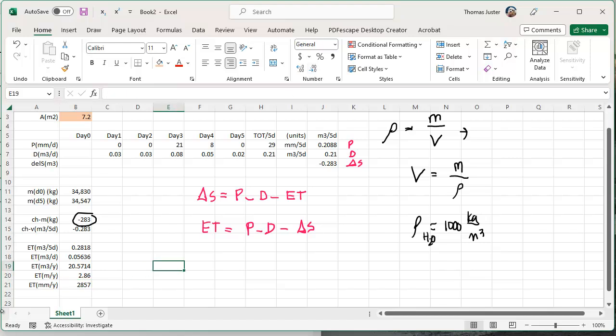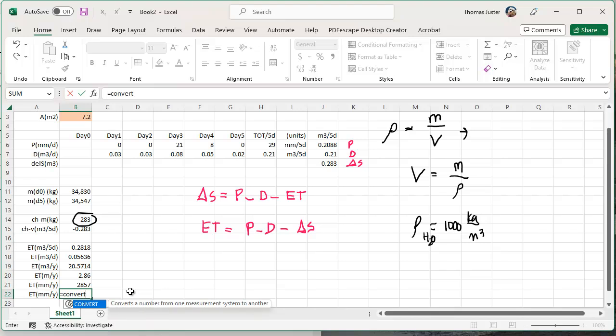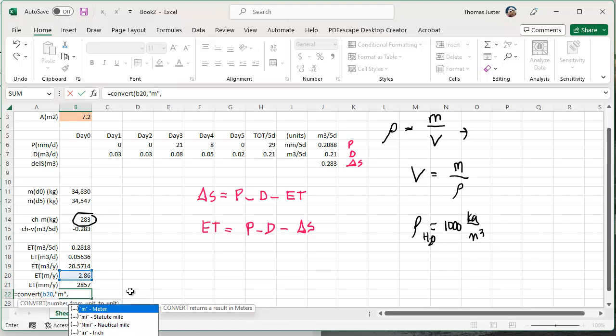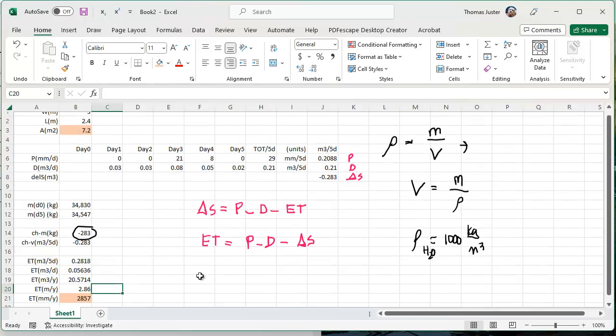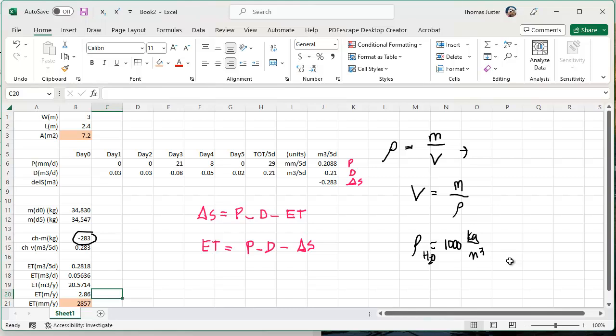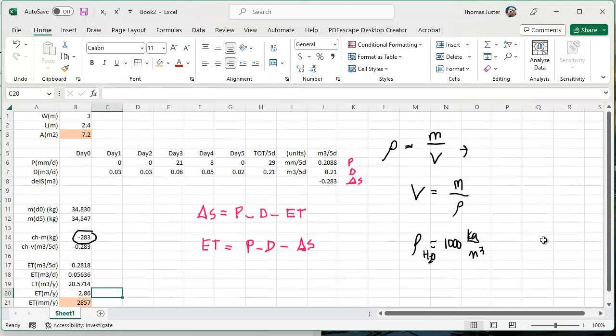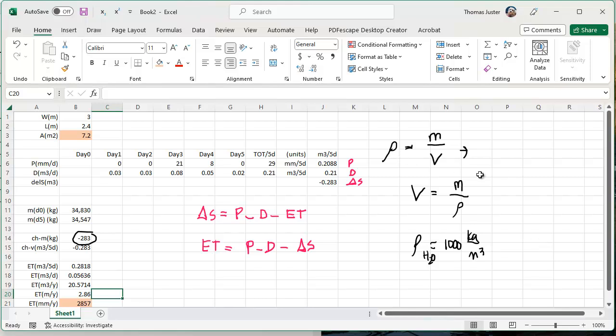millimeters per year. One other way I could have done that, if you wanted to be super lazy, is to use my convert function: convert the value in B20 from meters to millimeters. I would have gotten the same thing, but there's no reason to go through that when I know that there are 1,000 millimeters in a meter. Sometimes the simplest things are the easiest things. So anyway, there's my answer, 2,857 millimeters per year of evapotranspiration. That's a lot, by the way, so this is probably a desert climate, determined by using the lysimeter.